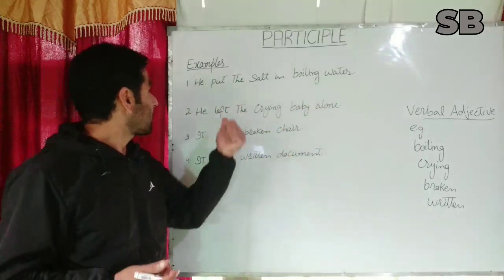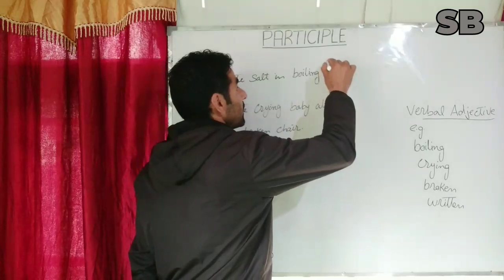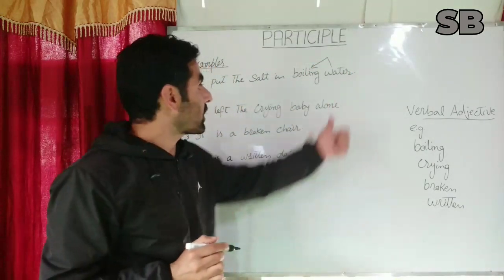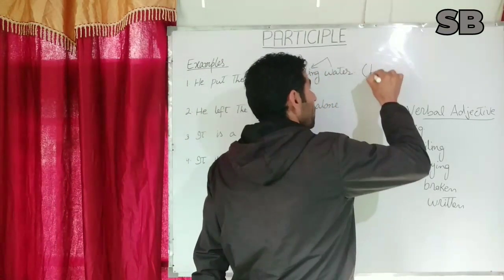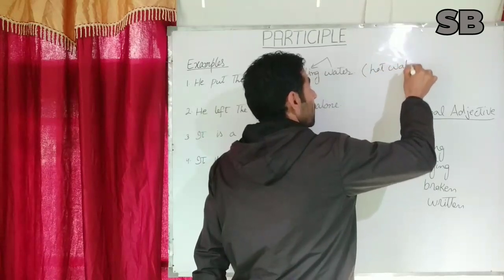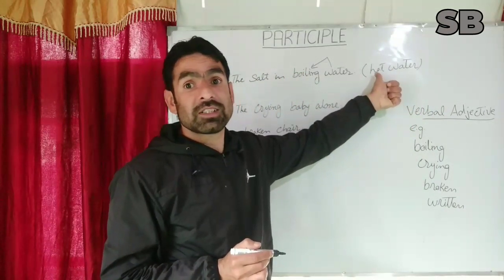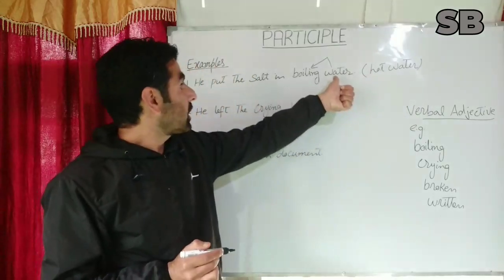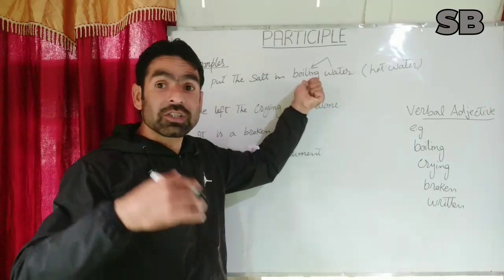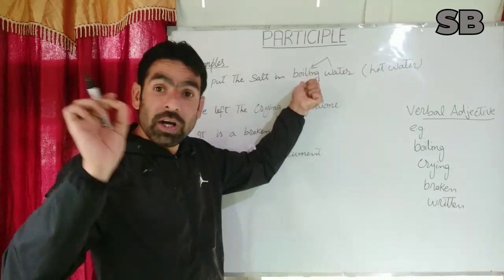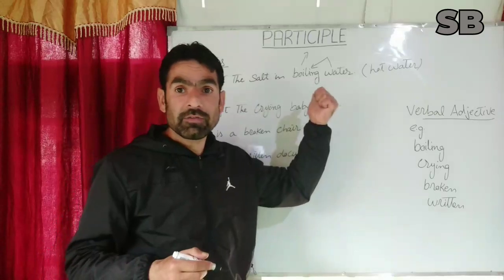Now look at these sentences. He put the salt in boiling water. Water has been described here as boiling. In the same way, we sometimes describe water as hot. So here the quality of the water is hot because it is an adjective. But in this sentence, water has been described as boiling, and we know that boiling is the ing form of the verb boil. It functions as an adjective in a sentence. So we call it a participle, or it is an example of a participle.